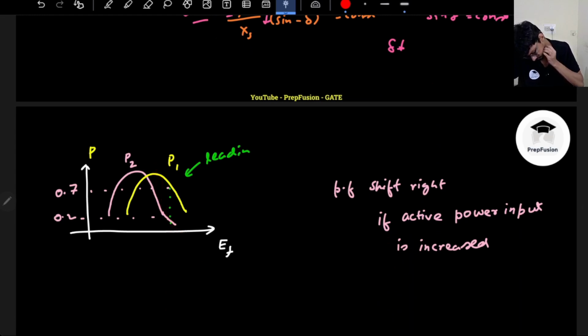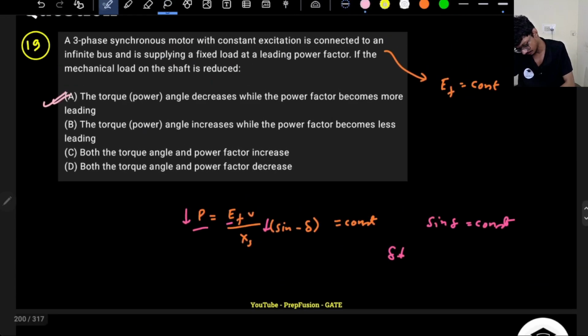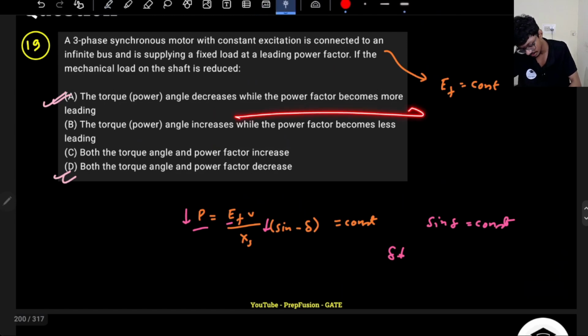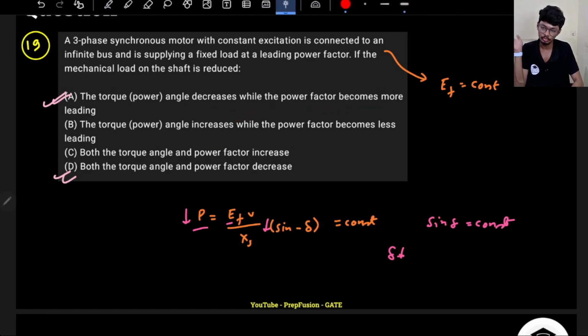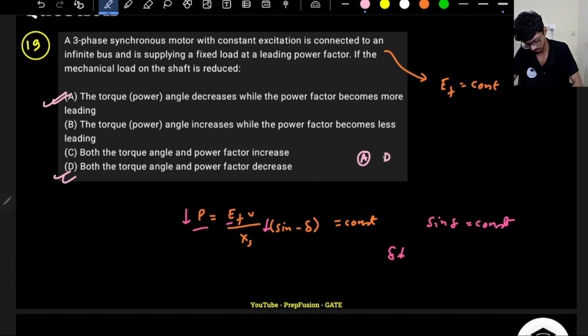But I cannot exactly comment that it will reduce only. Because if this graph shifts more to the left, even if it is closer, it will be leading only. So both options will be correct actually, that power factor will become more leading. Why more leading? Because it is going more towards zero power factor, and power factor will decrease. So both options A and D are correct: power factor will become more leading and power factor will reduce.